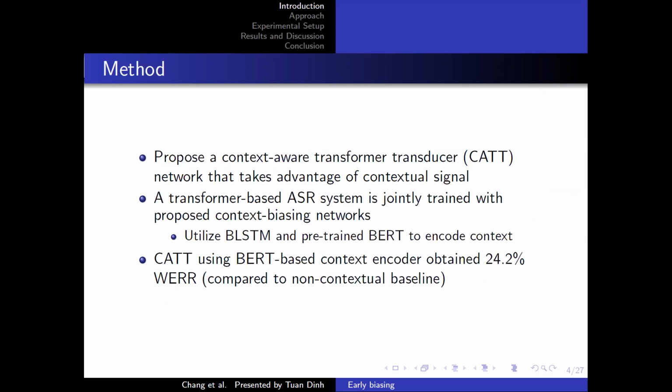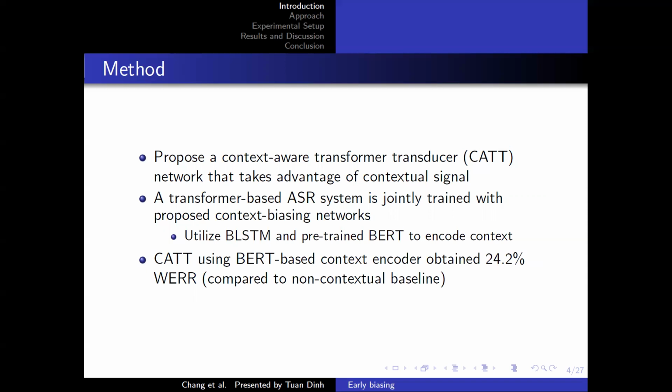In this work, context biasing networks are proposed to take advantage of the contextual information. A transformer-based ASR system is jointly trained with the proposed context biasing networks. To encode the contextual information, the authors investigate a bidirectional LSTM and a pretrained BERT.